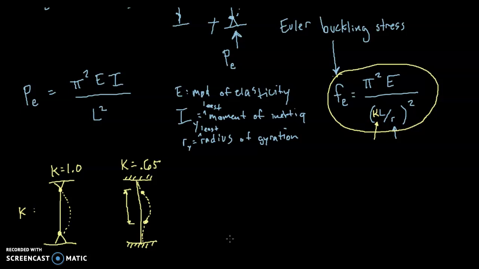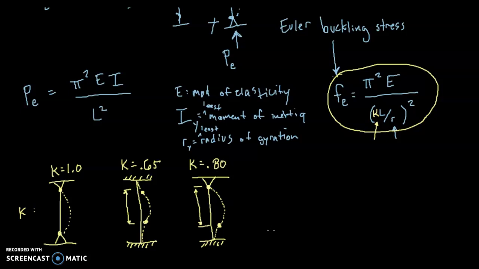Okay, and then we could have a combination of a fixed base with a pinned connection on top. What is that going to look like? Well, it's going to curve to the right, curve to the left, but then it'll just curve to the left and go back to the pin. So the inflection point is right there, and that's a little bit longer. Therefore we use a recommended design K value of 0.80.